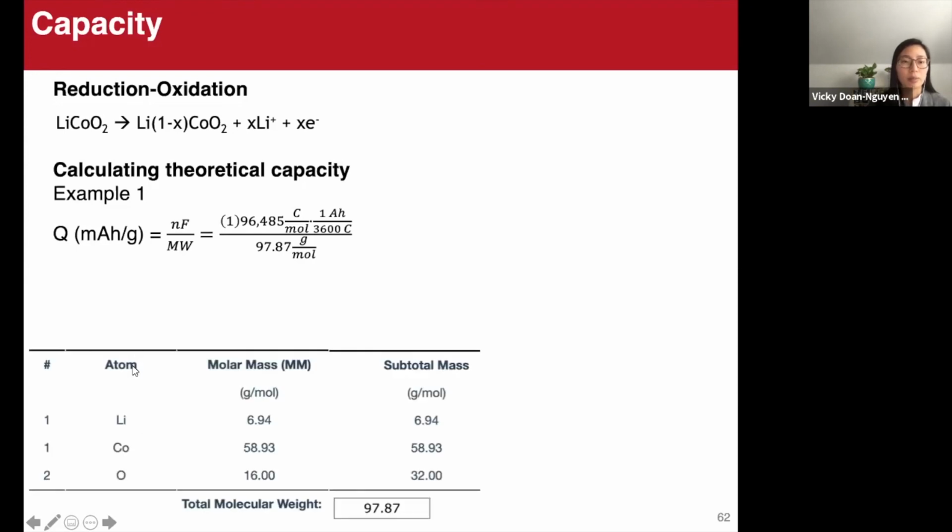And how we calculate the molar mass is that lithium is 6.94 grams per mole, cobalt is 58.93 grams per mole, oxygen is 16 grams per mole. But according to the stoichiometry, there are two oxygens, which comes out to 97.87 grams per mole. And when we do this calculation and convert from amp hours to milliamp hours, we get a theoretical capacity of 273.84 milliamp hours per gram.